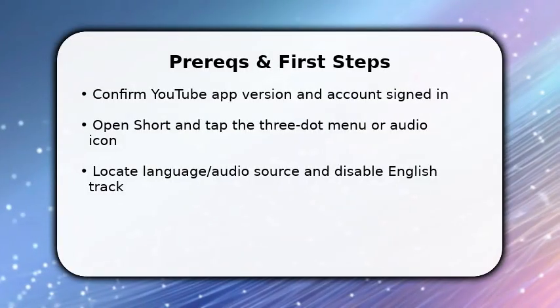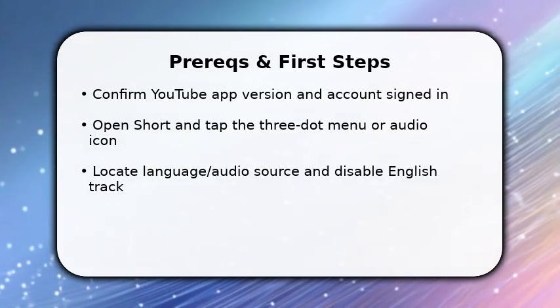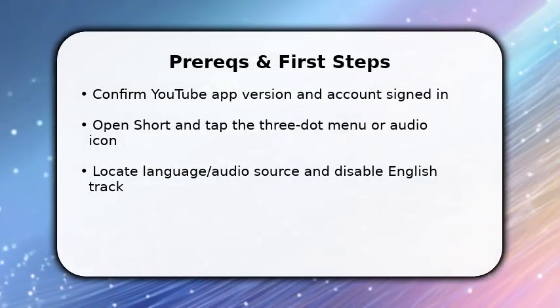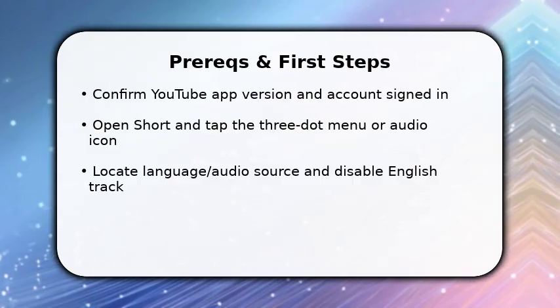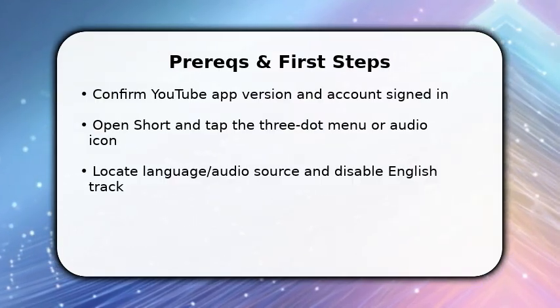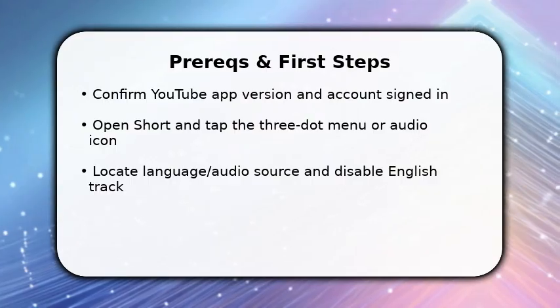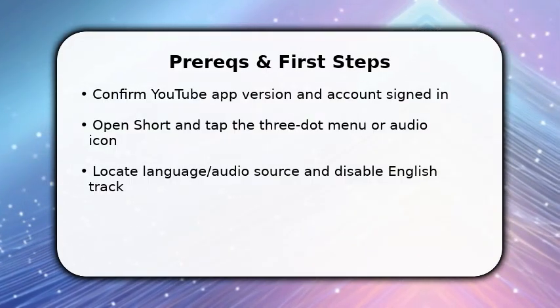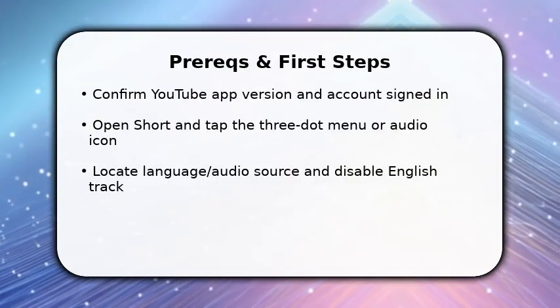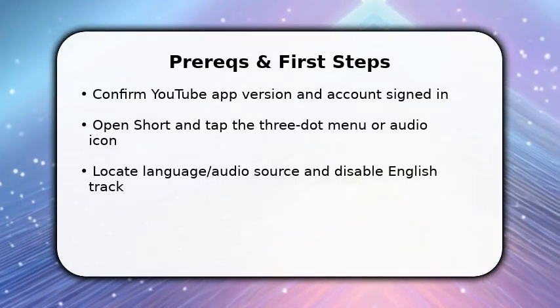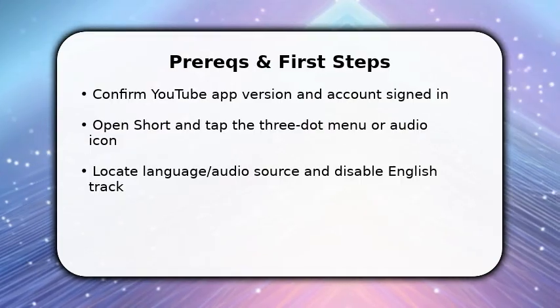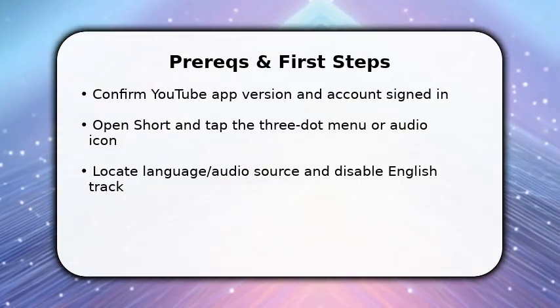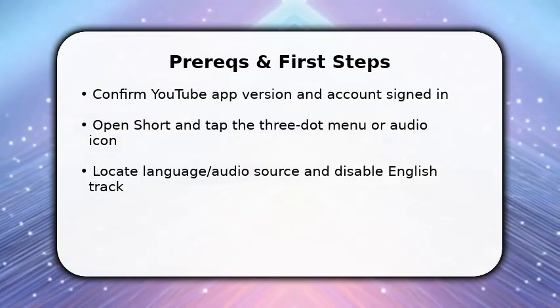You need the YouTube app updated and signed into your account. Open the short you want to change. Tap the three-dot menu or the audio icon immediately because that exposes the audio track controls. Once visible, inspect the listed tracks and identify the English audio track by name or waveform. Tap the track to reveal options and choose Remove or Mute. This first actionable step detaches the unwanted English track from the short.